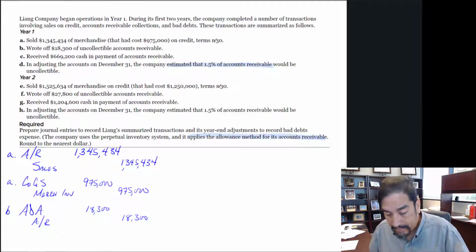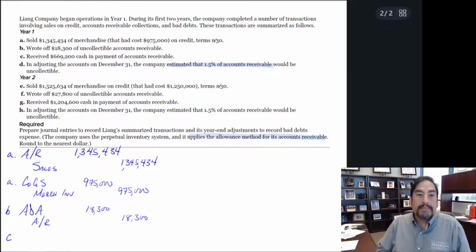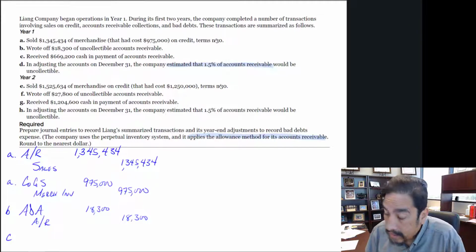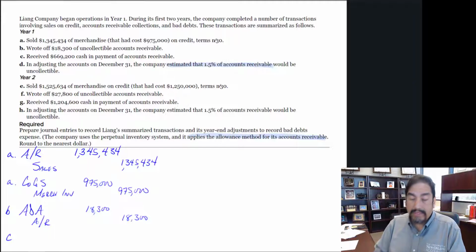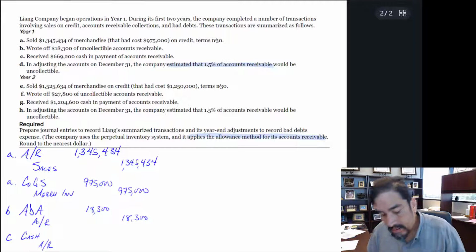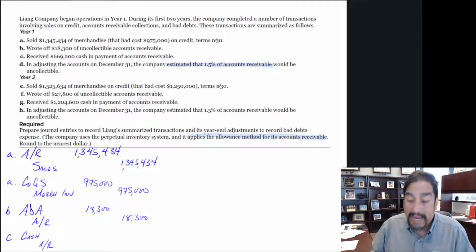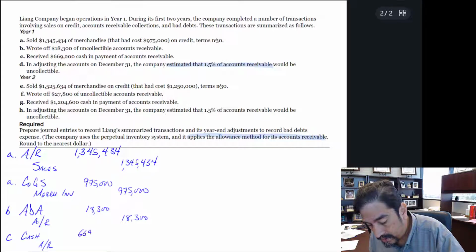C. Here we receive cash in payment of accounts receivable. So we're going to record the cash in, and we're going to reduce the accounts receivable because a bunch of people have paid us for 669,200.